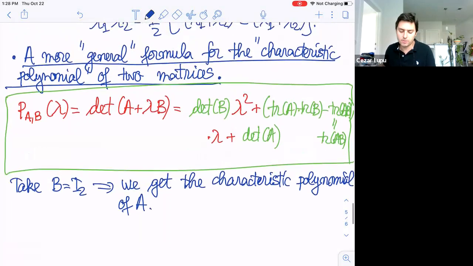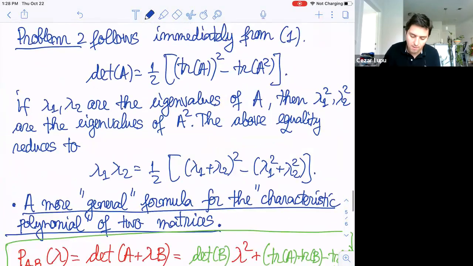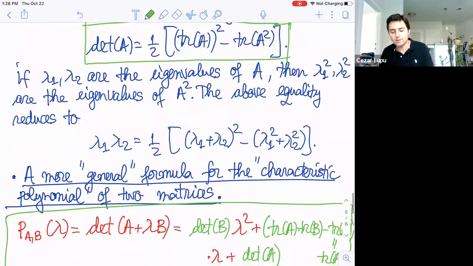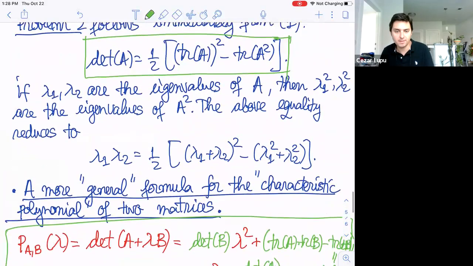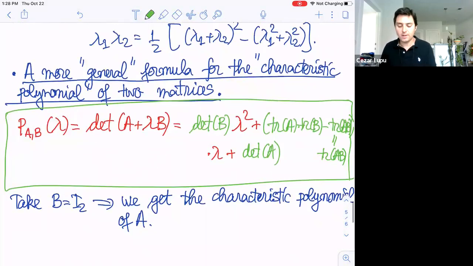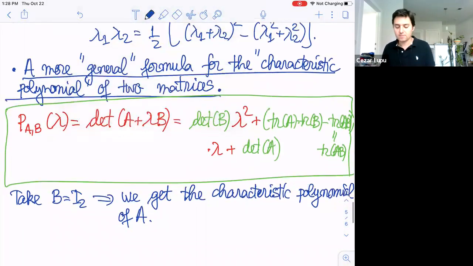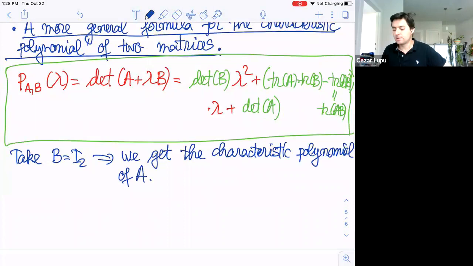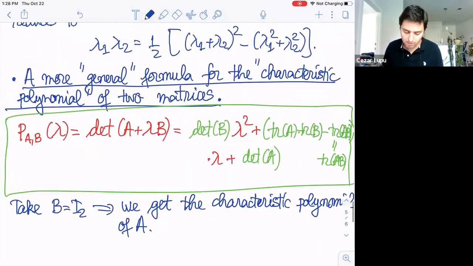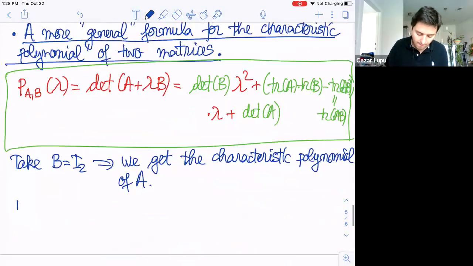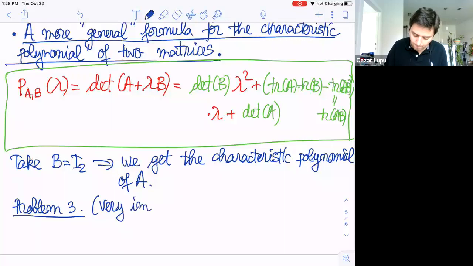Now, I'm not going to get into the proof of this, but the proof uses this identity here. Surprisingly. Instead of A, you just take A plus lambda B, and you just apply it, and you will see you'll get exactly this. I'll leave this to you as an exercise. Now, as an immediate corollary, I will do it as problem 3, which is a very important identity.